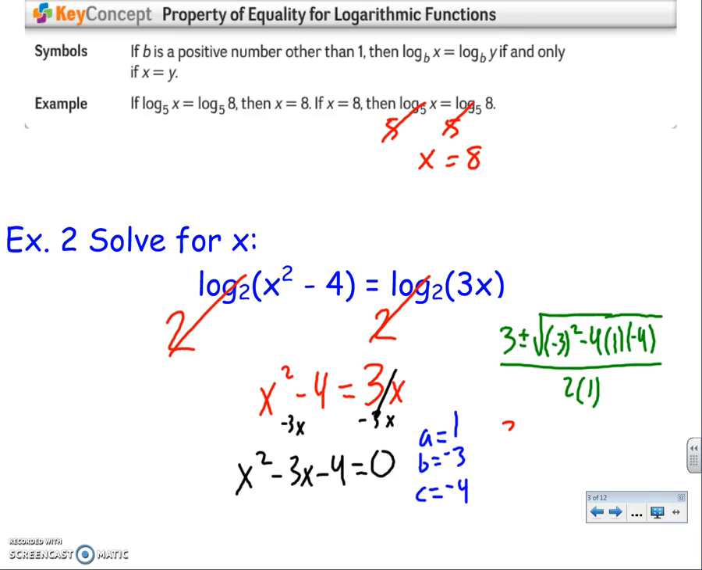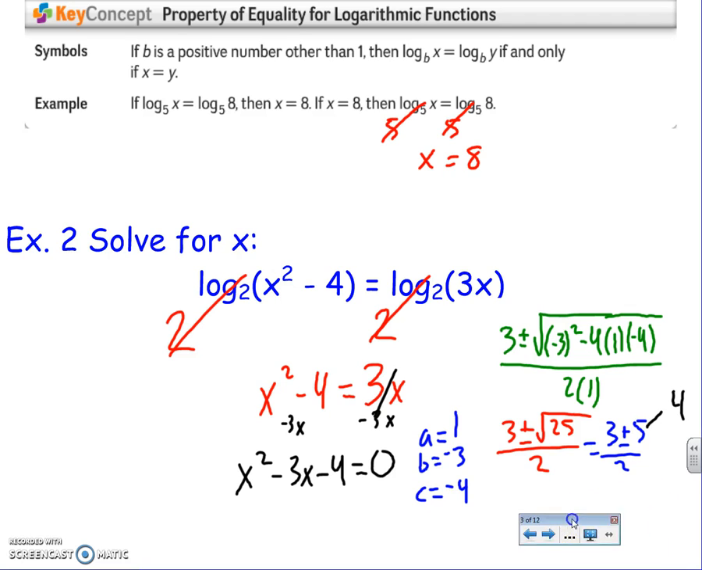Let's see, the inside will be 9 plus 16, 25 over 2. Square root of 25 is a nice number. That turns into 3 plus or minus 5 over 2. Do the two cases. 3 plus 5 is 8, divided by 2 is positive 4. 3 minus 5 is negative 2, divided by 2 is negative 1.